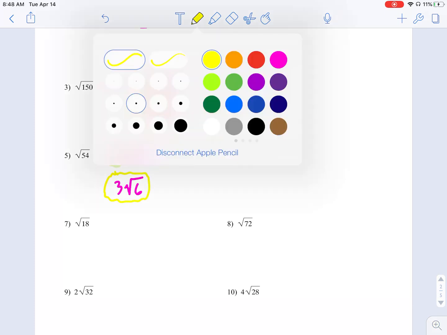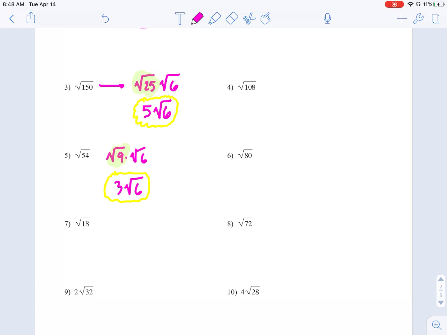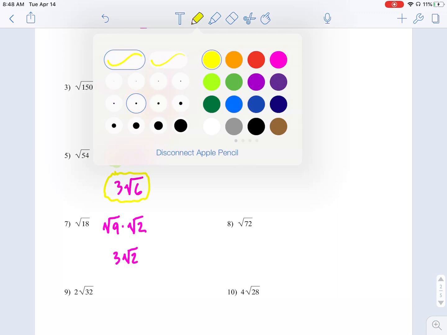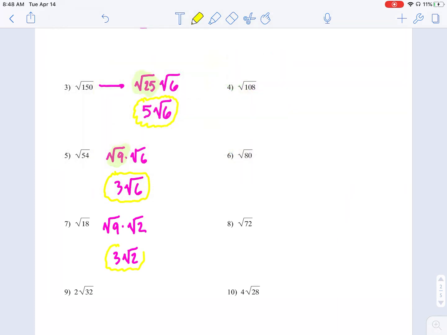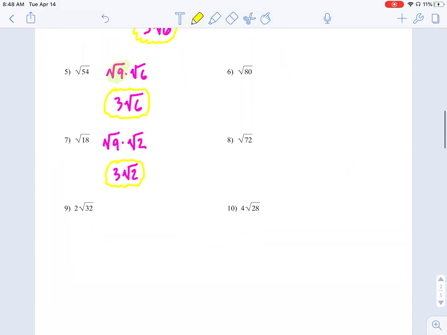Okay, square root 18, that's the same thing. Look, it's got a 9 in it. Root 9 root 2, which is 3 root 2. Simplest radical form.